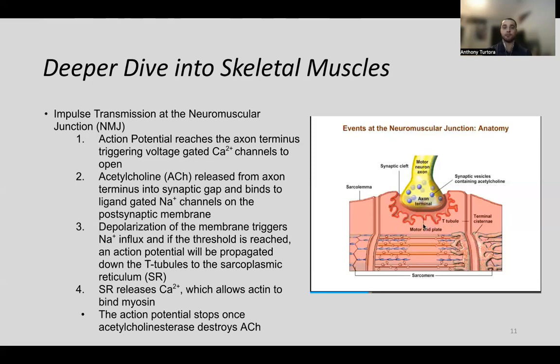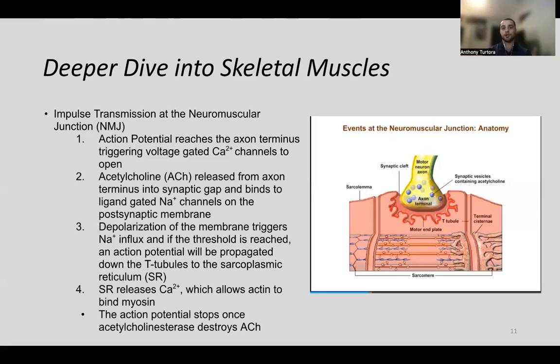That causes the membrane to depolarize. So that means there's more of a positive charge inside the cell here. And there's going to be a threshold. So there's a certain value of being positive enough to cause an action potential.